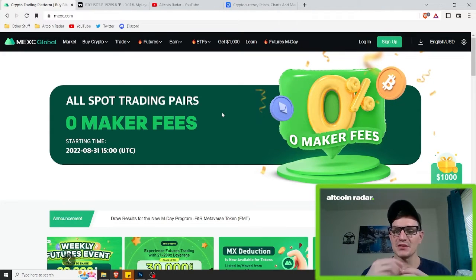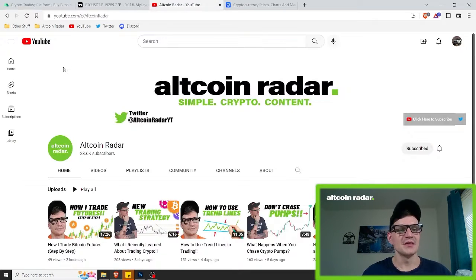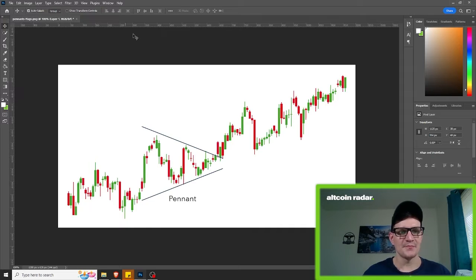So today we're going to be talking about pennants and flags. Here's the thing about pennants and flags. Let's take a look at one real quick. This is my example of pennants and flags.